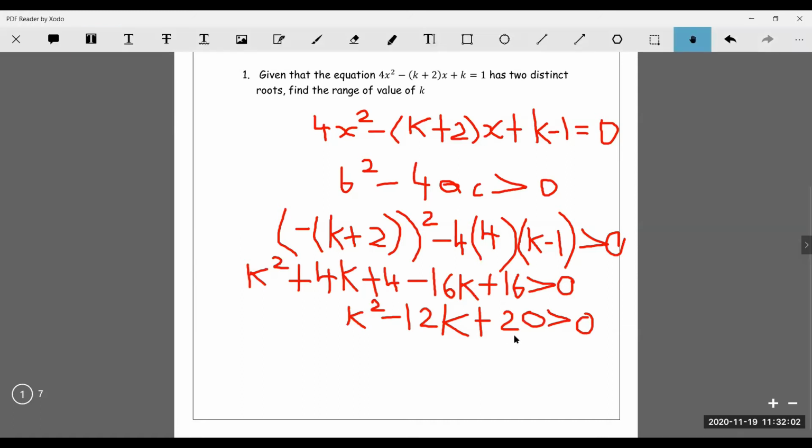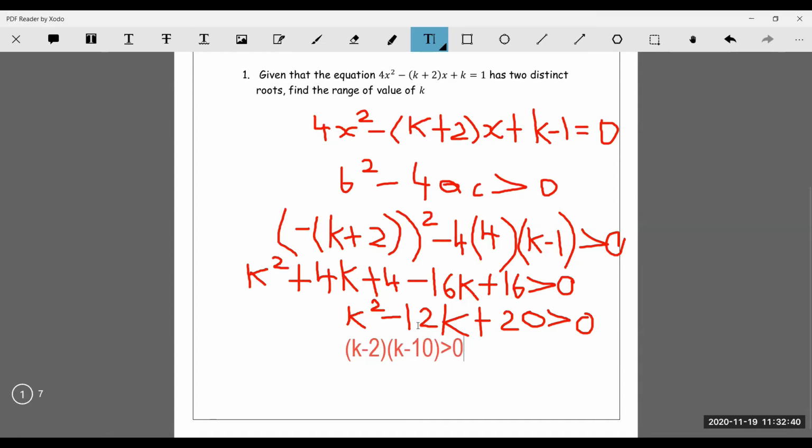Now, when we get to this stage, you're going to wonder, how do I know the solution for this? Well, first I want you to factorize this. If we were to factorize k squared minus 12k plus 20, we need two numbers which multiply to get 20 but add to get 12. That looks like 10 and 2. So it's going to be k minus 2 times k minus 10, and this is greater than 0.